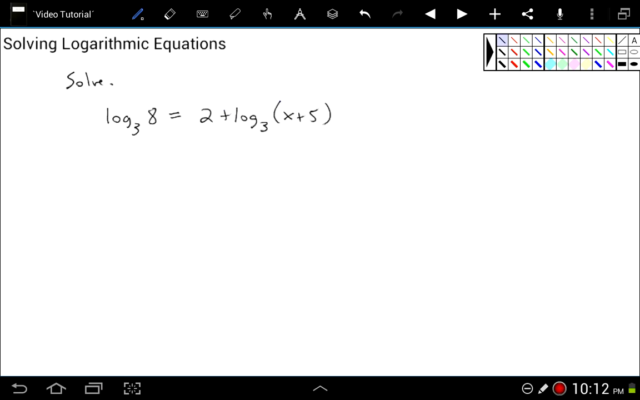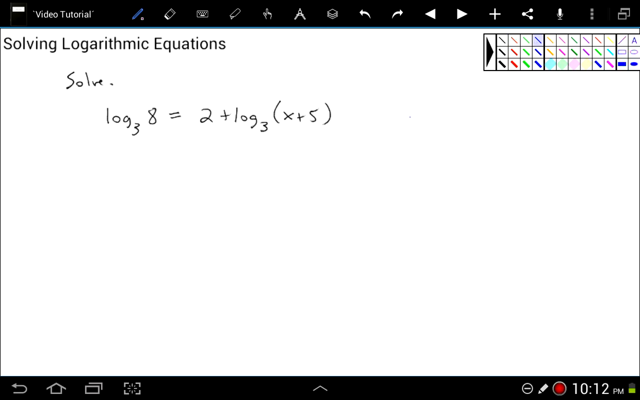Now here's the problem. I could apply a base of 3 to this side and it would be good, because 3 to the log base 3 of 8 would cancel. However, when I apply a base of 3 to the other side, this entire thing would be my exponent. And since this entire thing is not a log base 3, nothing would cancel. So I don't want to do that right off the bat. I need to manipulate this equation first. So here's what we're going to do.